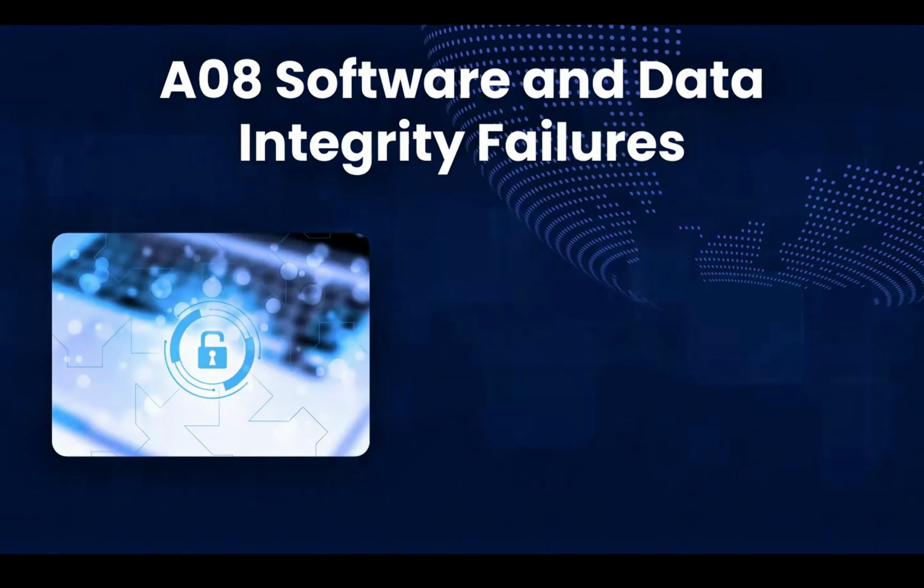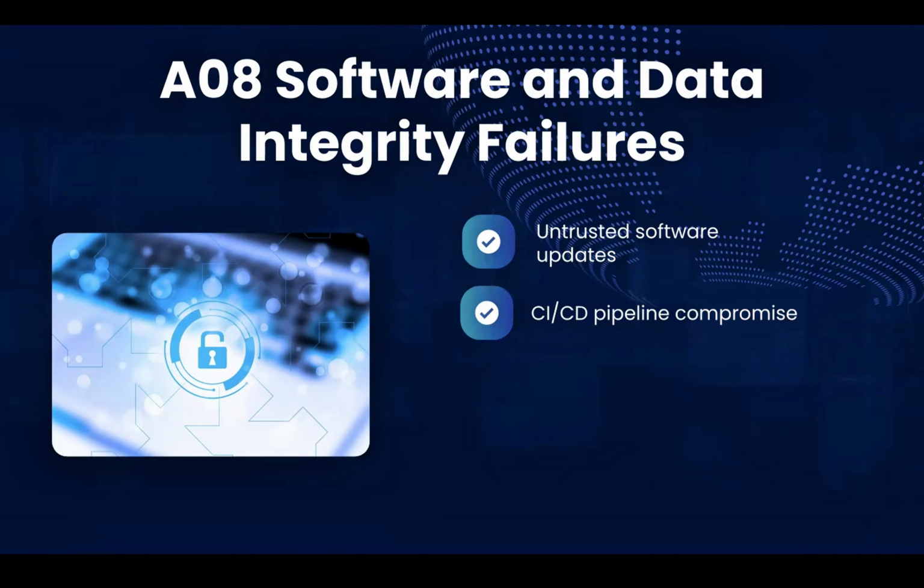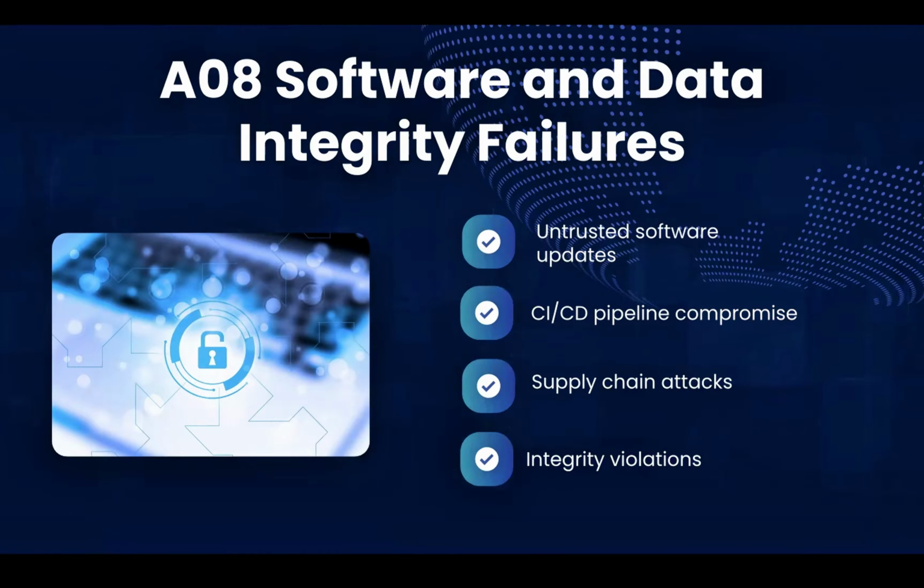Next, we have software and data integrity failures. Integrity is one of the core principles of cybersecurity, hence it must be protected. So software and data integrity failures happen because software updates are not verified. That means when we have untrusted software updates, or when CI/CD pipelines are compromised, or when supply chain attacks inject malicious code, and this will lead to broken trust in the system. So we can say that it will lead to integrity violations.